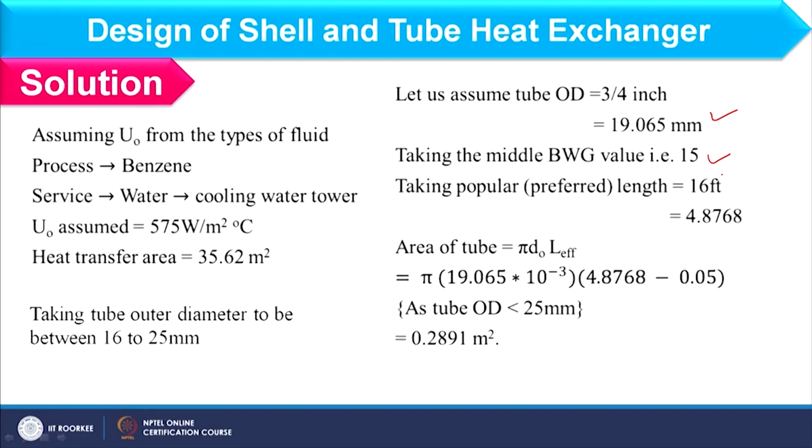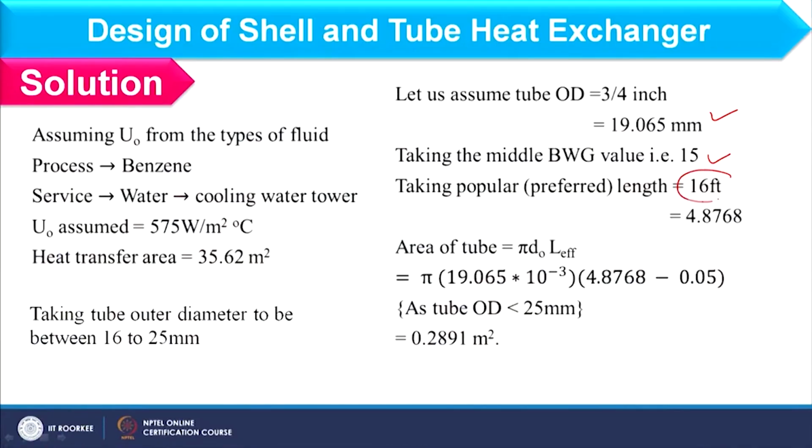So how will I choose the tube length? If you remember, the tube lengths available in standards are 6, 8, 12, 16, 20 and 24 feet. So we will consider the middle value of this. For calculation purposes, I am choosing 16 feet as the tube length, which converts to meters as 4.8768. So that is the dimension of the tube. We have to verify these dimensions later on.